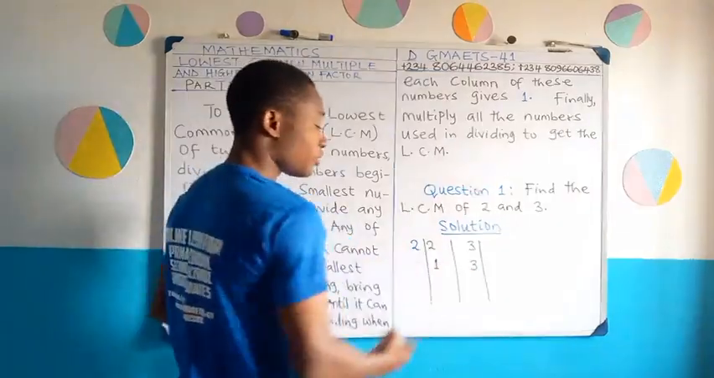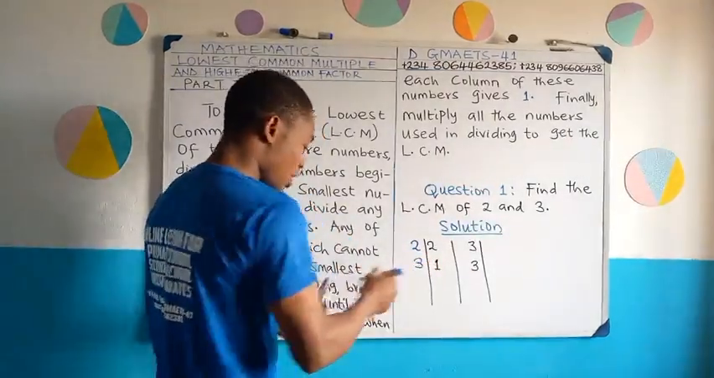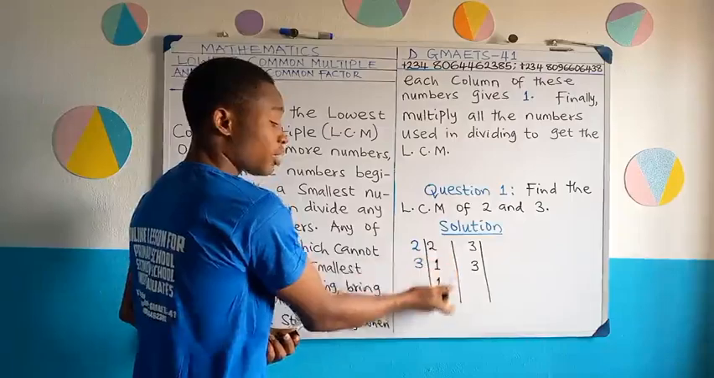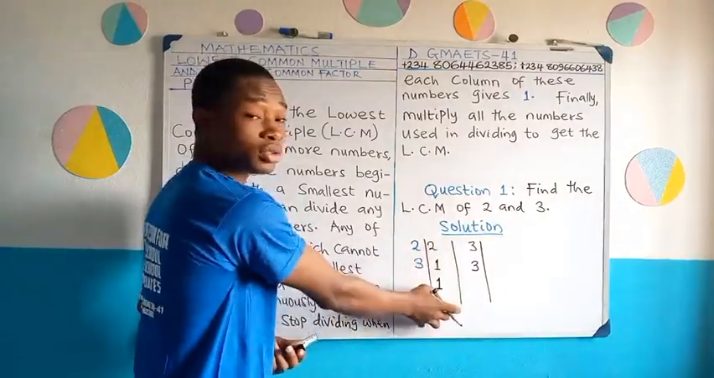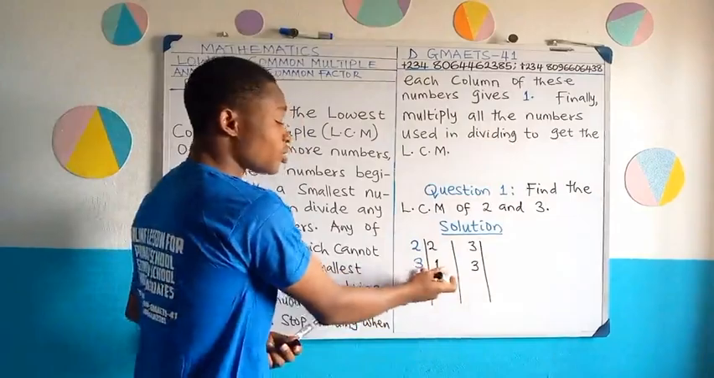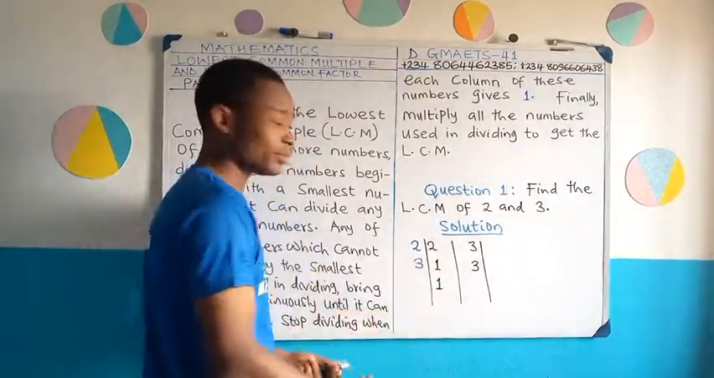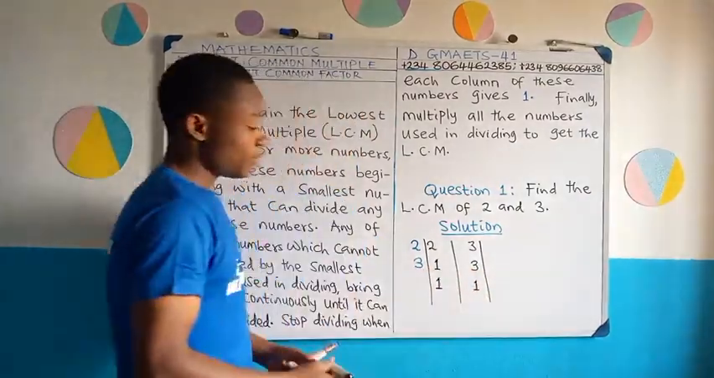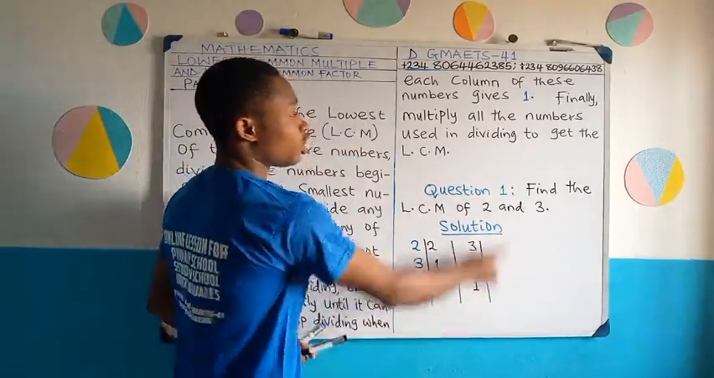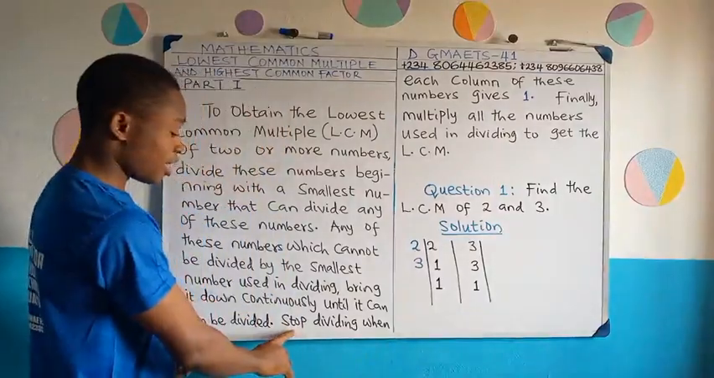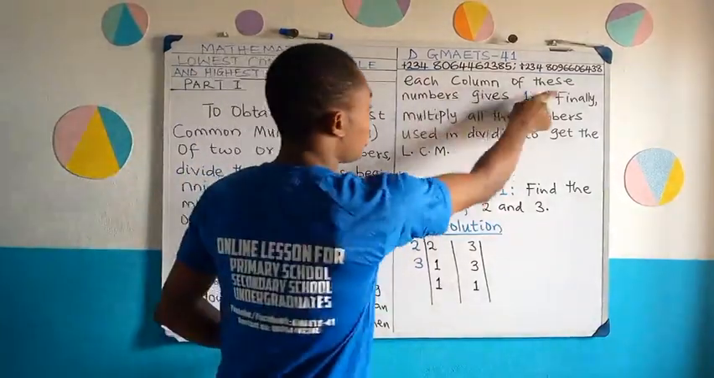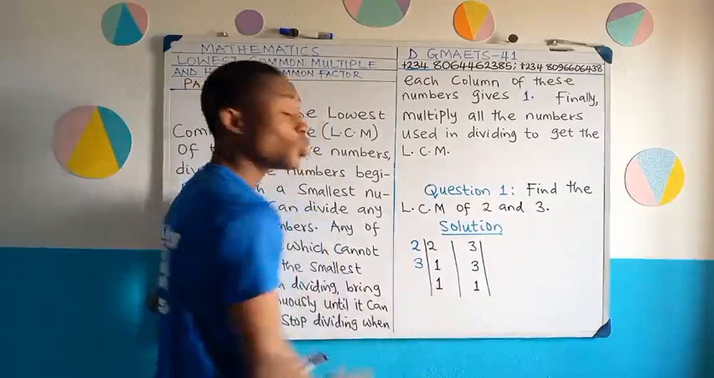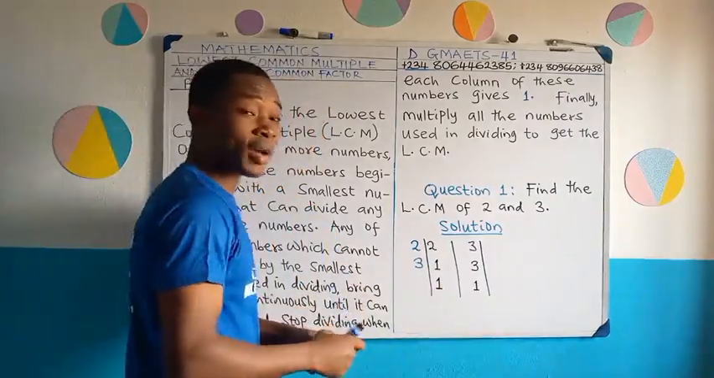Check if 3 can divide this 3, and yes, 3 can divide 3. So it's 3 I'm going to use now. This is already 1, so you can bring it down if you want, because this has finished its division. So you can bring down the 1. Or you say 3 into 1. 3 cannot divide 1, so you bring it down. Come to this. 3 can divide 3, and it will give you what? 1. So you see, you have reached 1 in each column. We have a statement here that says, stop dividing when each column of these numbers gives 1. You see that each of the columns has given us what? 1. So we can now stop and get our LCM.